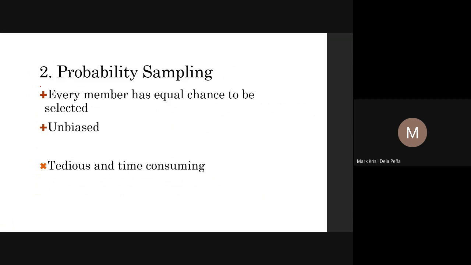So again, I would reiterate that probability sampling can be used in quantitative researches. When I say quantitative, it involves numbers. For example, if you just want to identify the average height of first year students, that's a quantitative research or study. So we'll use probabilistic or probability sampling techniques. Here are some examples of those techniques.